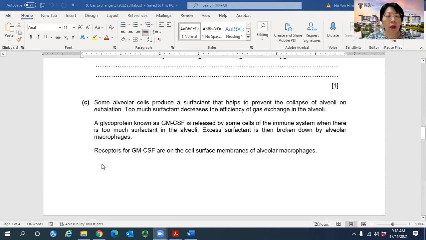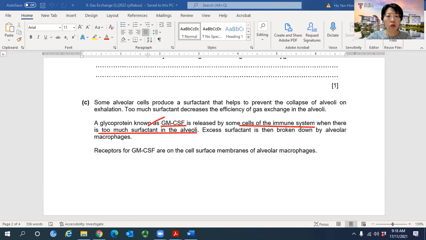Okay. So some alveolar cells produce a surfactant that helps to prevent the collapse of alveoli on exhalation. Too much surfactant will decrease the efficiency of gas exchange in the alveoli. So glycoprotein known as GM-CSF is released by some cells of the immune system. So cells of the immune system can secrete GM-CSF when there's too much surfactant in the alveoli.